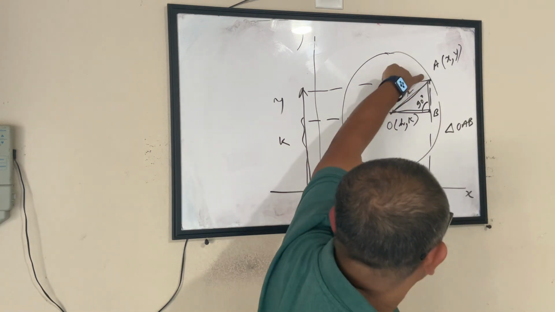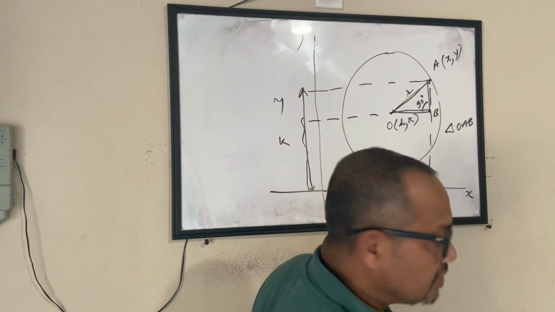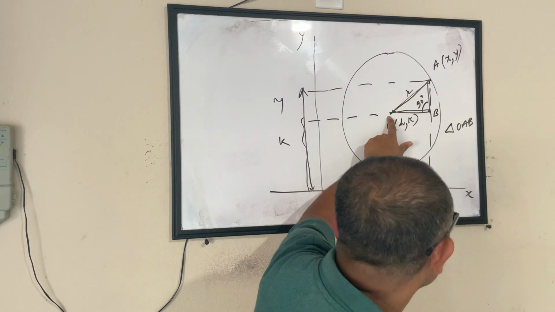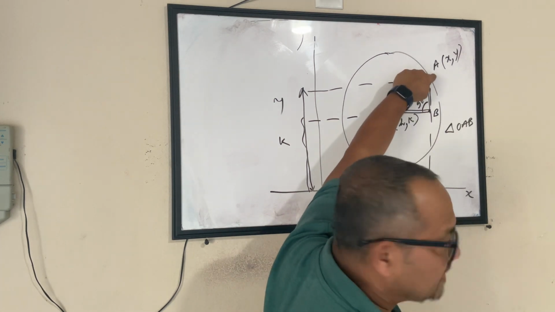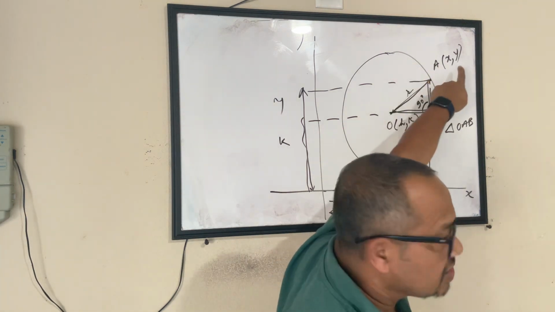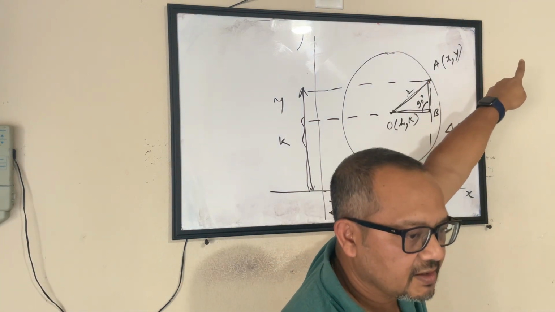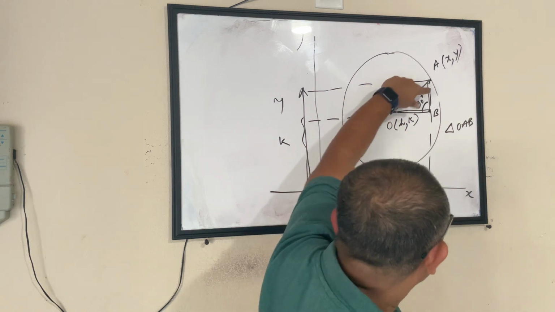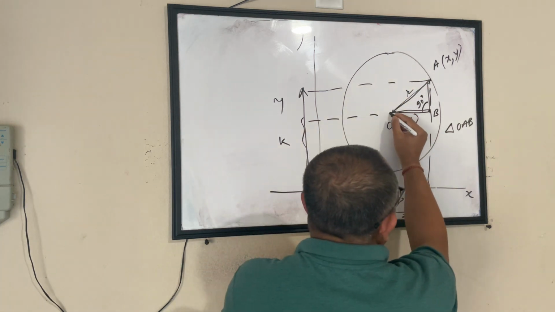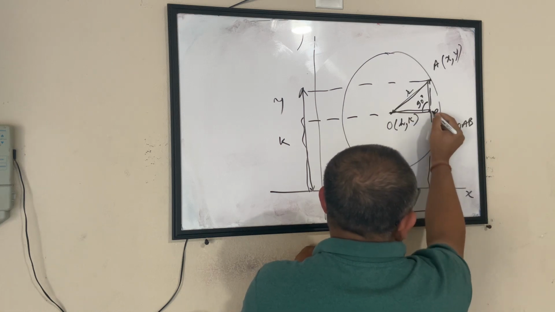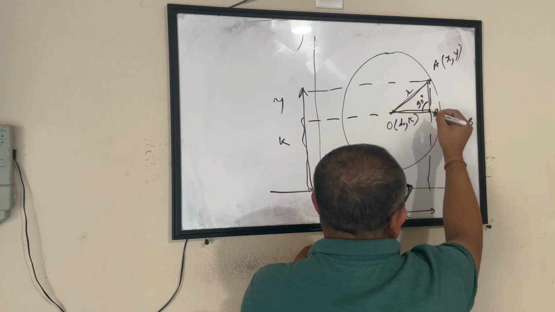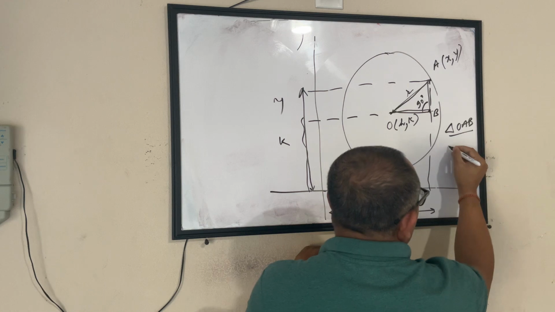Now, if I have to find out the length of the radius, what I know is the coordinate of the center, h and k, and I know I have picked up a point on the perimeter which has coordinate x and y. So what we have done is, from this, we have just extended these lines, and now we know triangle OAB is a right angle triangle.